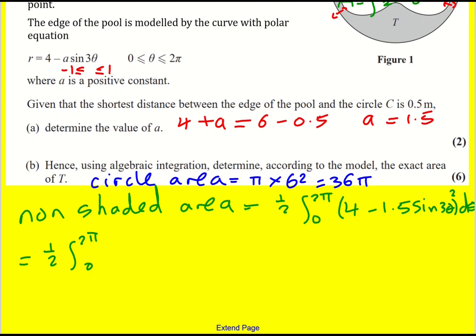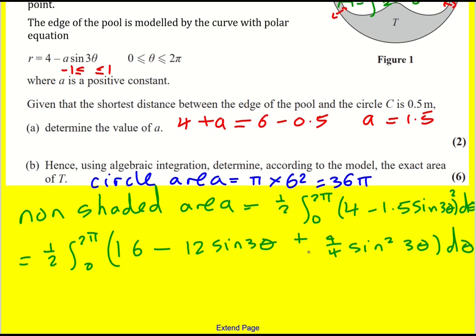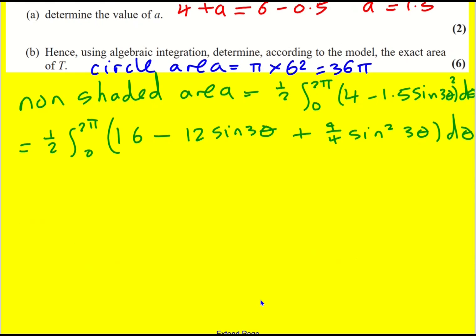So let's expand the bracket. We get 16 minus 6 sine 3 theta minus another 6, so minus 12 sine 3 theta. Then plus, well, that's 3 over 2 squared, so plus 9 over 4 sine squared 3 theta. Good. Right, it's just that sine squared that's the trickiest. So, okay, you will have seen this before dealing with A-level maths and so on. Double angle formulae to deal with sine squared.